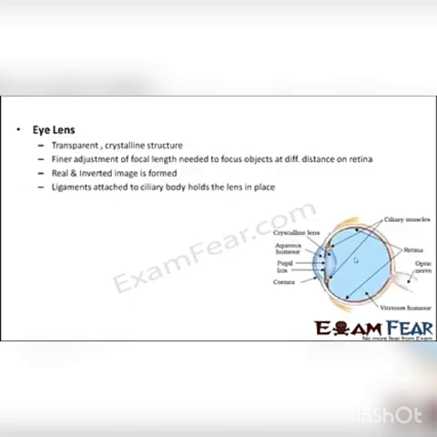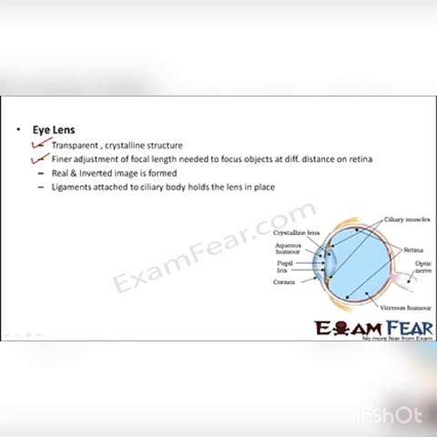Next is the eye lens. Now, needless to say how important the eye lens is. Due to the presence of the eye lens, the process of refraction actually happens. This is nothing but a transparent crystalline structure. Now the focal length of the eye lens decides where exactly the image will be formed.